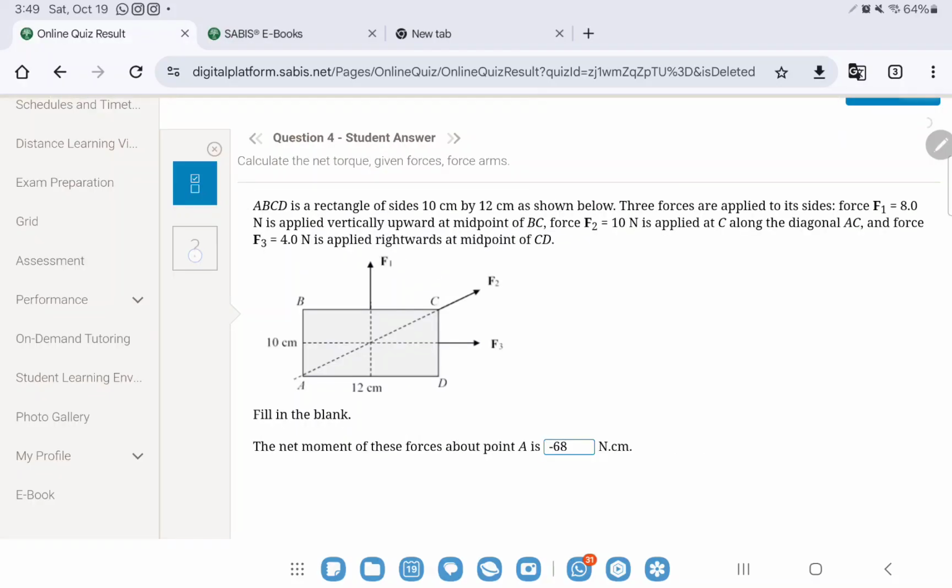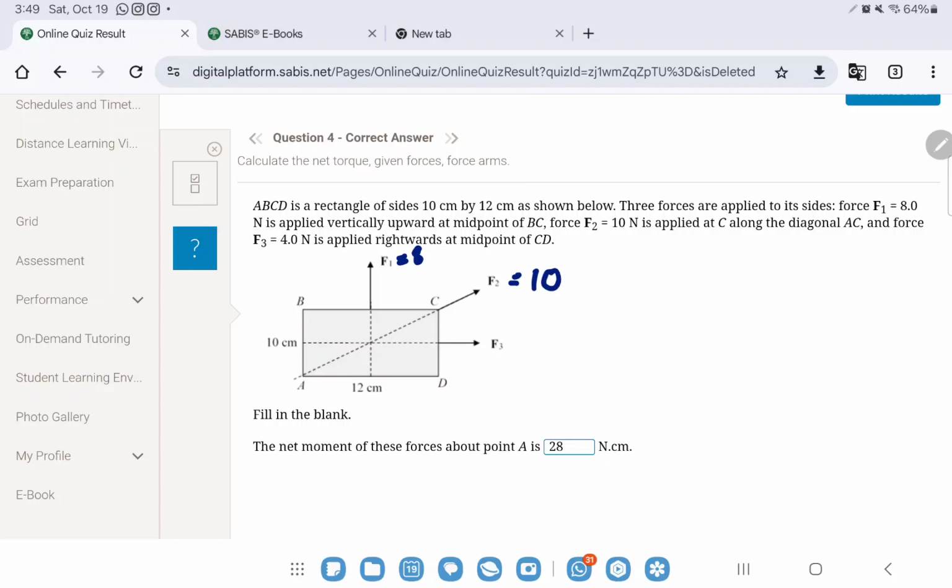Next question. So for this question, it's telling us ABCD is a rectangle that has sides 10 and 12 as shown below. There are 3 different forces acting on its sides. You have F1 that's equal to 8 newtons, F2 that's equal to 10 newtons, and F3 that is equal to 4 newtons. Now they want the net moment about the fulcrum A.